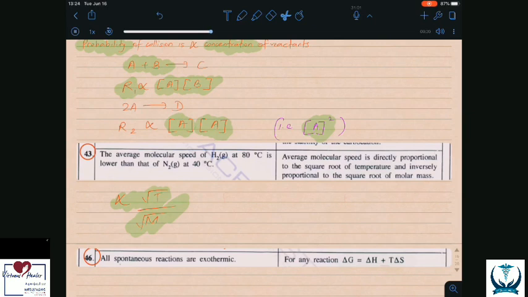In the second statement, there is a key word that is missing. The average molecular speed is directly proportional to the square root of the absolute temperature, not just temperature. Therefore, that statement is also considered as false.